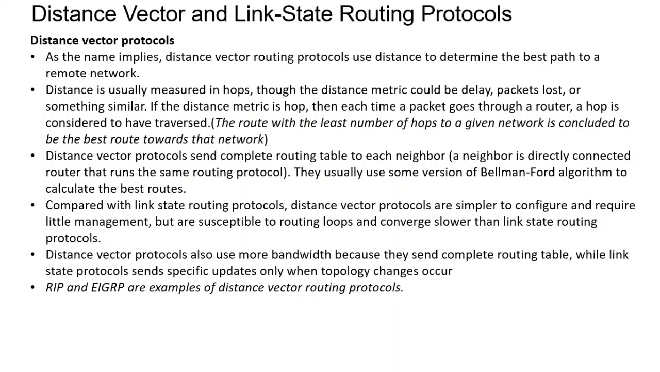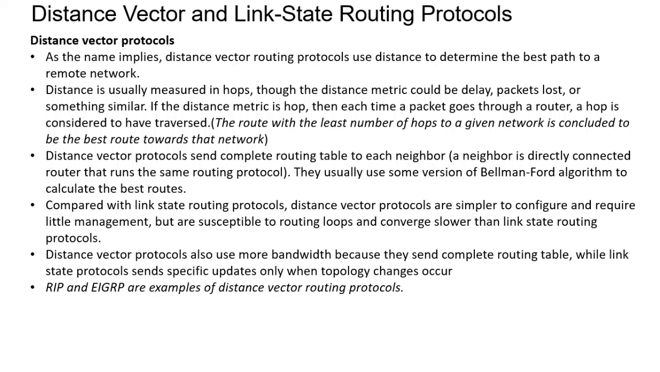But now let's look at distance vector protocols. They use distance to determine the best path to remote networks. Distance is measured in hops. Through the distance metric, a route could be delayed or lost sometimes. The distance metric is hop count: each time the packet goes through a router, a hop is considered to have been traversed.